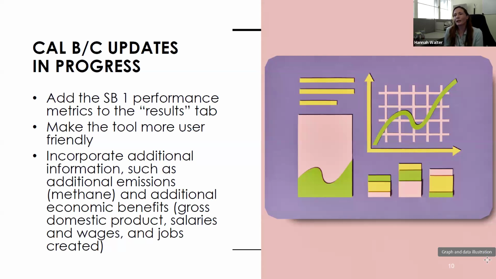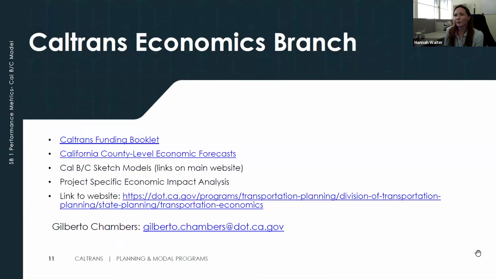We're adding additional economic benefits. So we're looking at the impact of a project on gross domestic product, on salaries and wages, and then we're getting into more detail on the jobs created, so direct and indirect jobs created. So those are some updates that we're making to the CalBC model tools right now. Next slide, please.